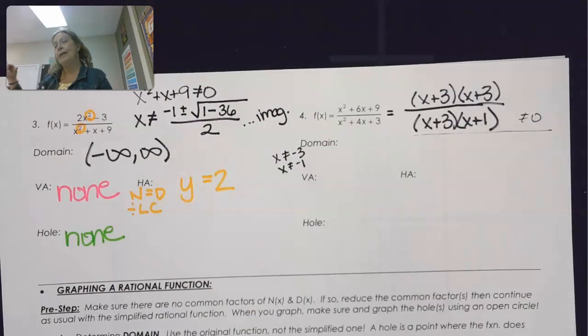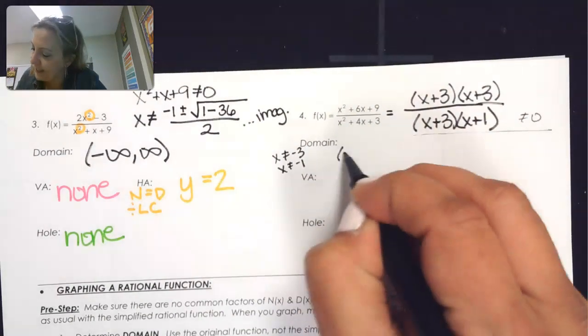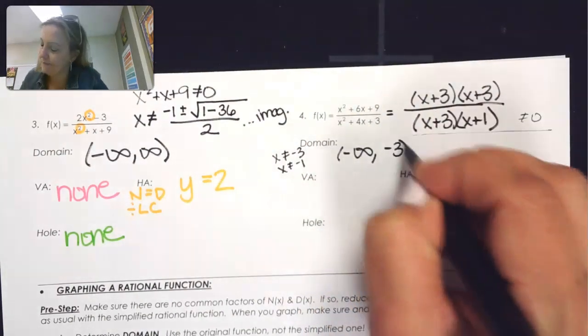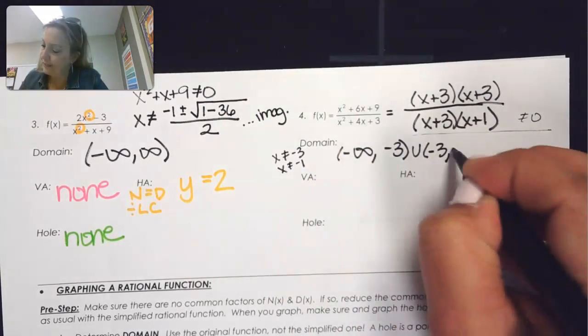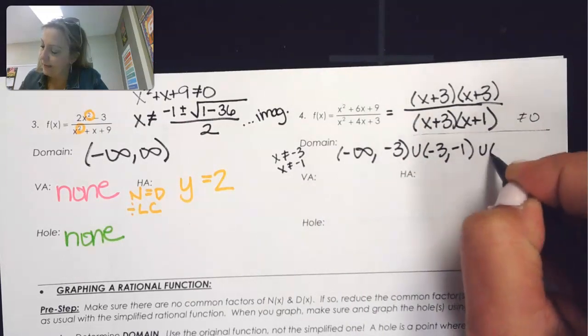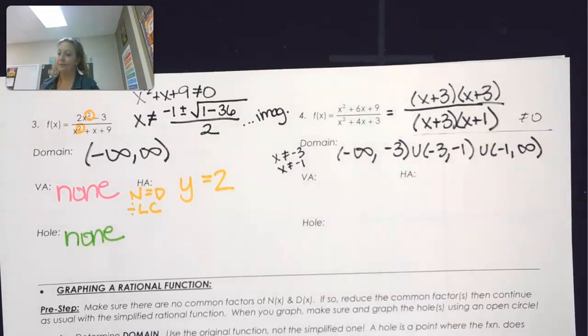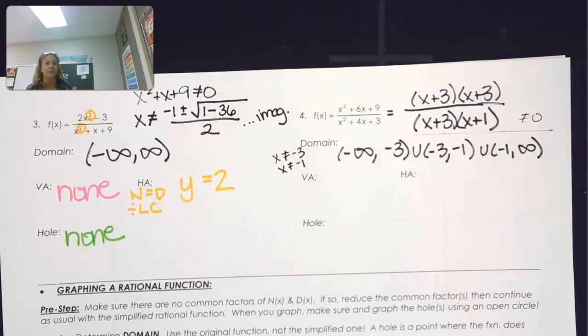So thinking about going from negative infinity to infinity, I start at negative infinity, I get to negative 3. I can go from negative 3 to negative 1, and then from negative 1 to infinity without an issue. Okay, so there's the domain.